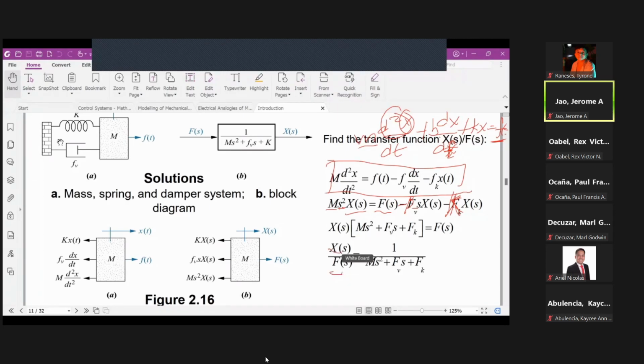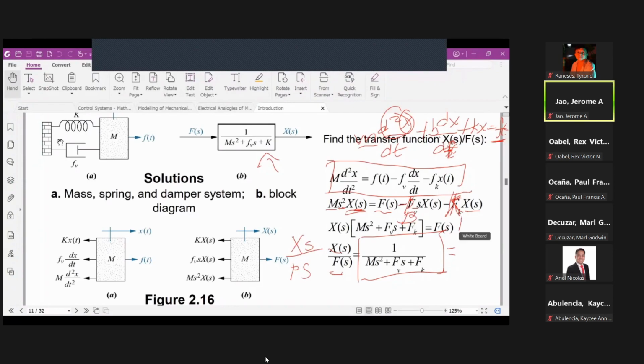X of S. Therefore, when we have this transfer function, which is the output all over the input, X of S all over F of S, we will have this one. Transfer function na may isusulat mo na dito. So, equivalent din siya. Isusulat natin siya kung, kasi dito ay ginamit F of B. Pero ito ay kadalasan ginagamit natin sa examples natin kanina.